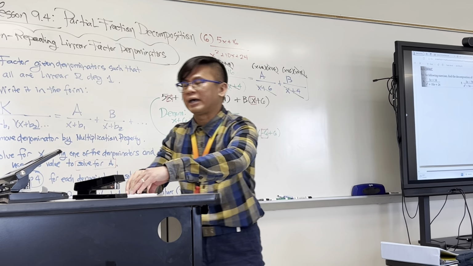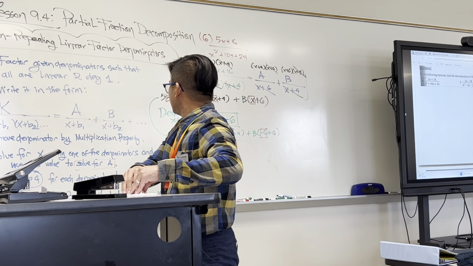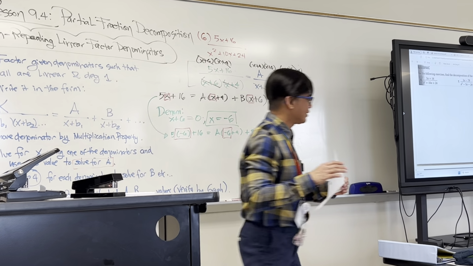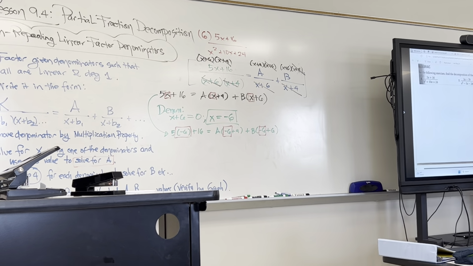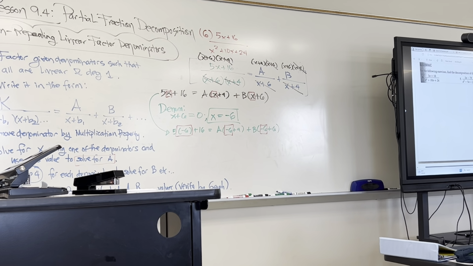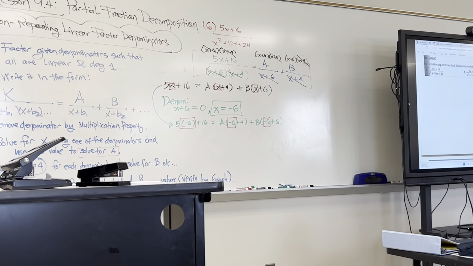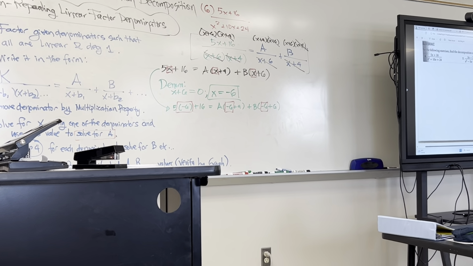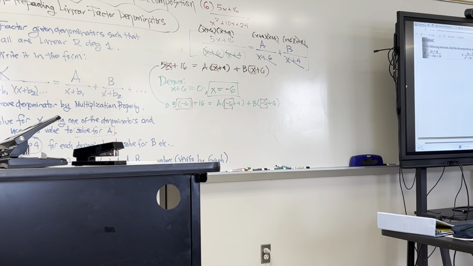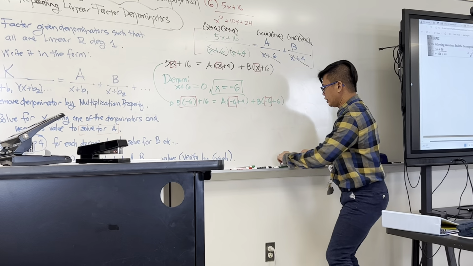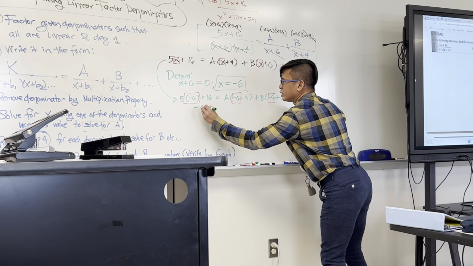Okay. So what do you get, guys? 5 times negative 6 plus 16. Negative 14. Thank you. So you get negative 14, right? So let's put it in here. Here we go. Negative 14.